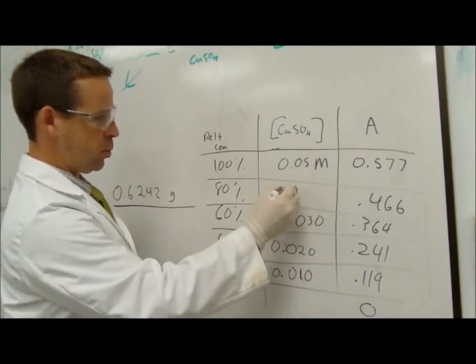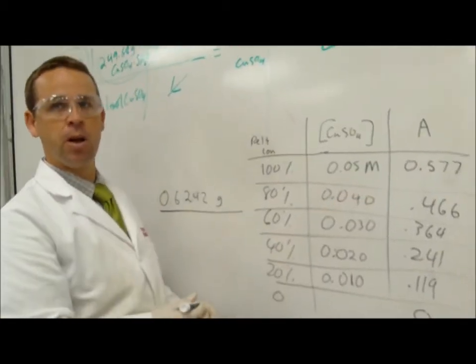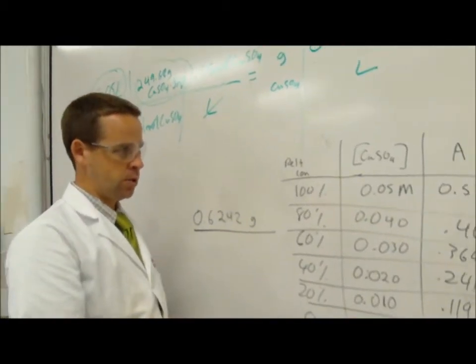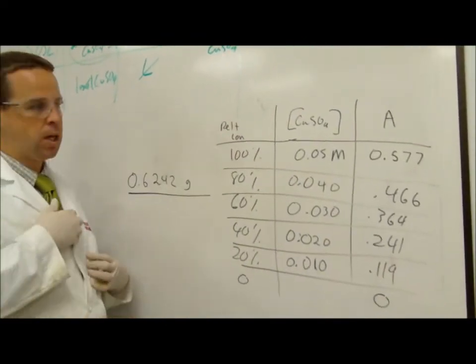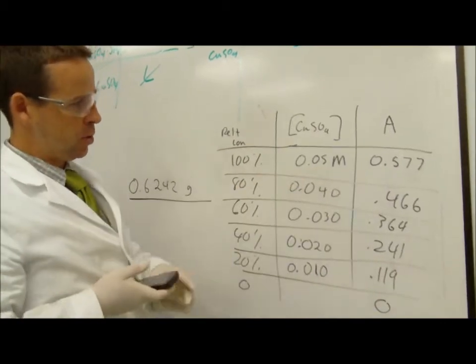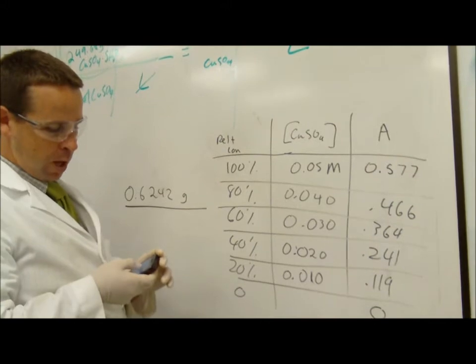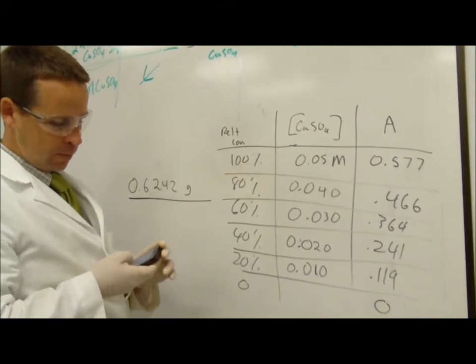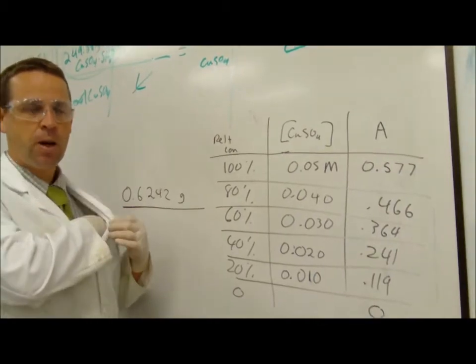80% must be 0.040. All right? So those are my concentrations. Does everybody follow how I did that? If you don't know how that was done, you can just take this value, 0.05, and take 80% of it by multiplying it by 0.8. And that'll give you the concentration. So those are my concentrations.